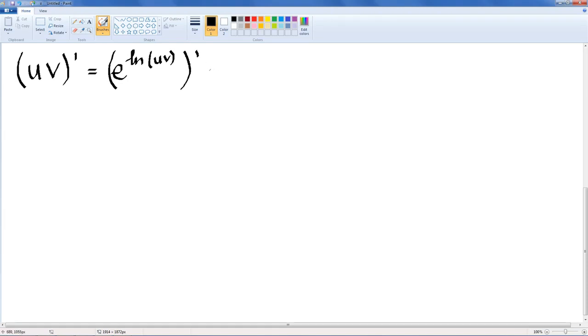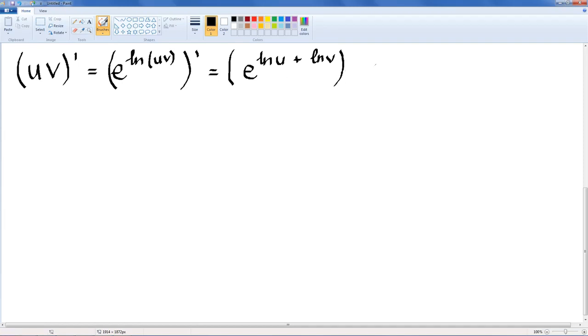And now the cool thing here is that ln of the product is actually equal to the sum of logarithms. So it equals ln u plus ln v. And this is awesome because we basically turned a multiplication into a simple plus sign, which is great. You'll see why it's such a good thing.